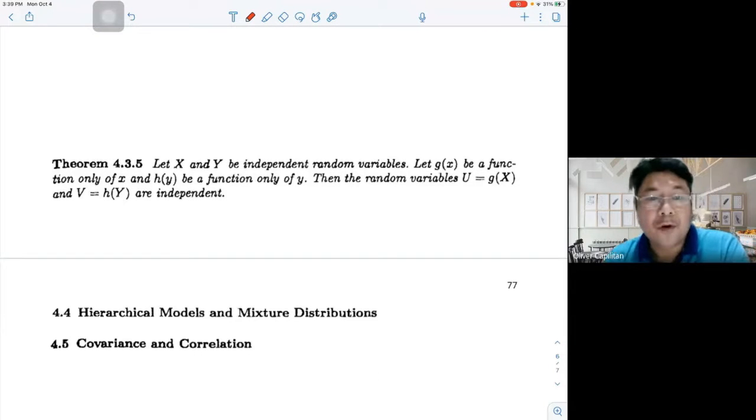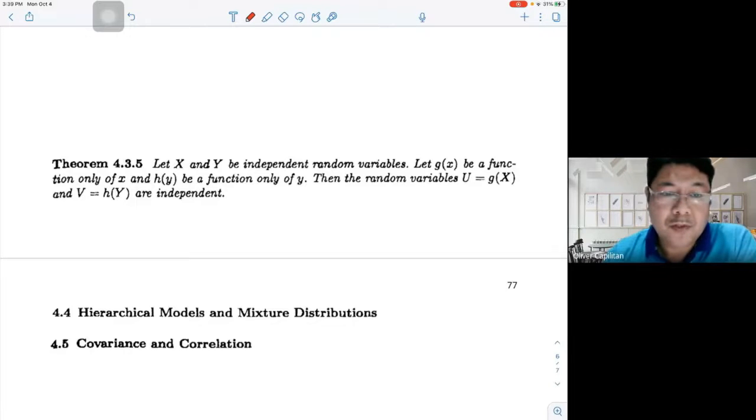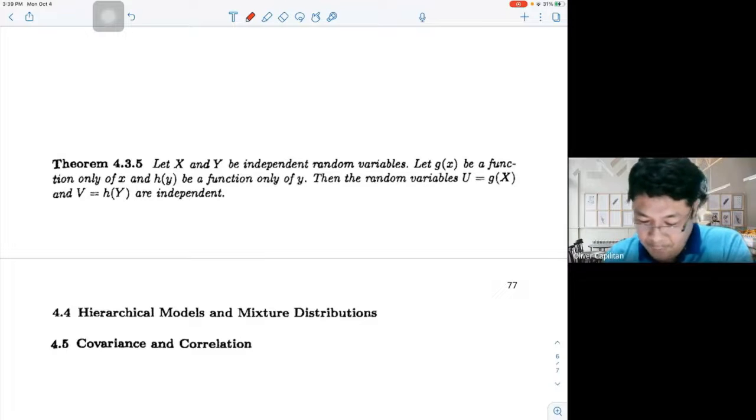Okay, theorem 4.3.5: let X and Y be independent random variables, let g of X be a function only of X, and h of Y be a function only of Y. Then the random variables U, which is equal to g of X, and V, which is equal to h of Y, will also be independent.